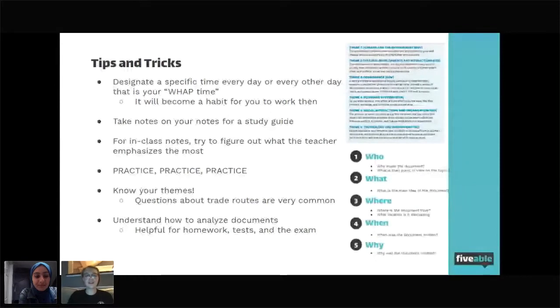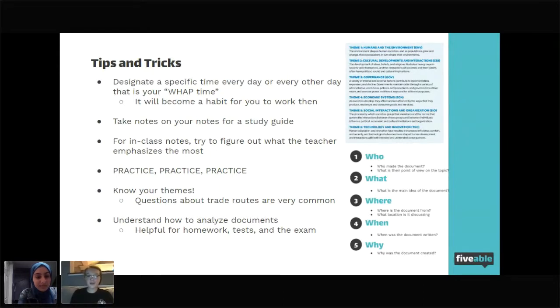And then another thing you can do is take notes on your notes. This is a strange technique, but if you really want a study guide for something, you treat your notes like a textbook and then write in the Google Doc or in a notebook the key points from it, and you can sort of create a study guide.